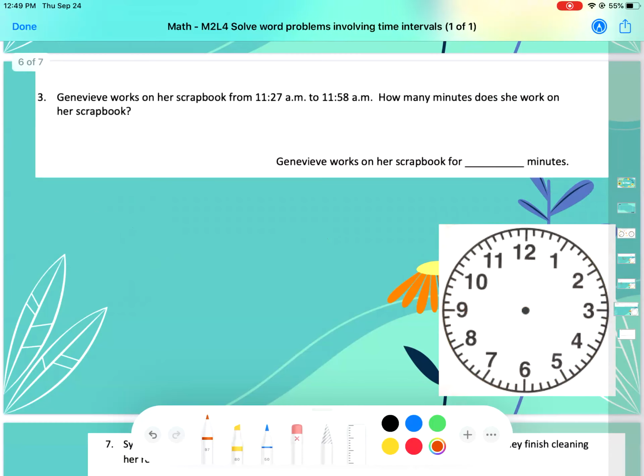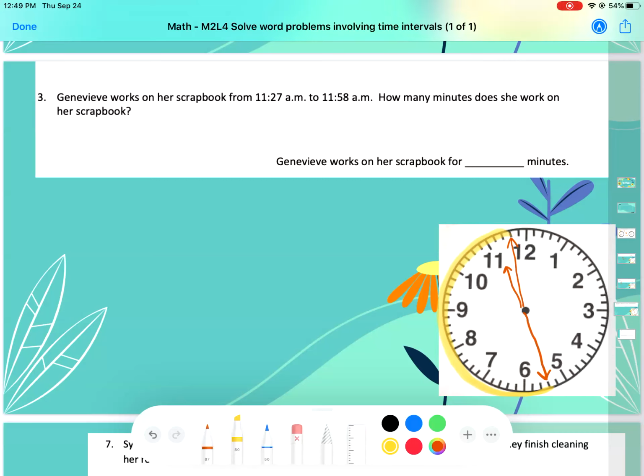Let's move on to the next question. Genevieve works on her scrapbook from 11:27 to 11:58. How many minutes does she work on her scrapbook? So she started at 11:27, so I'm going to mark that time on my clock. 11:27, and she finished at 58. So 58 is somewhere here. So this is how long she worked on her scrapbook.